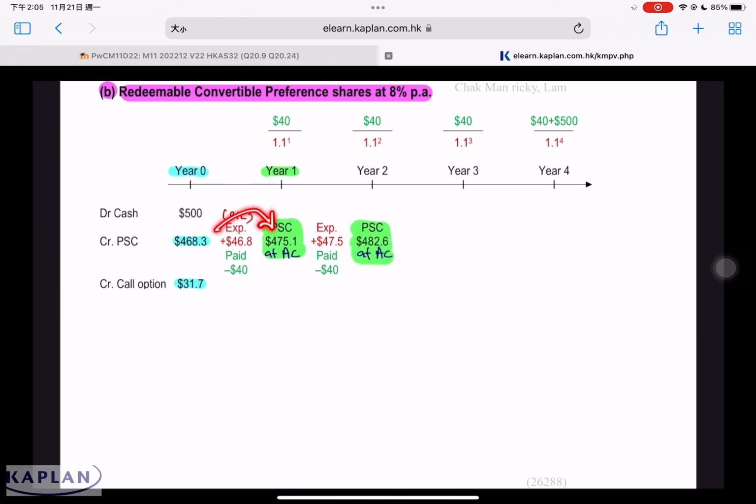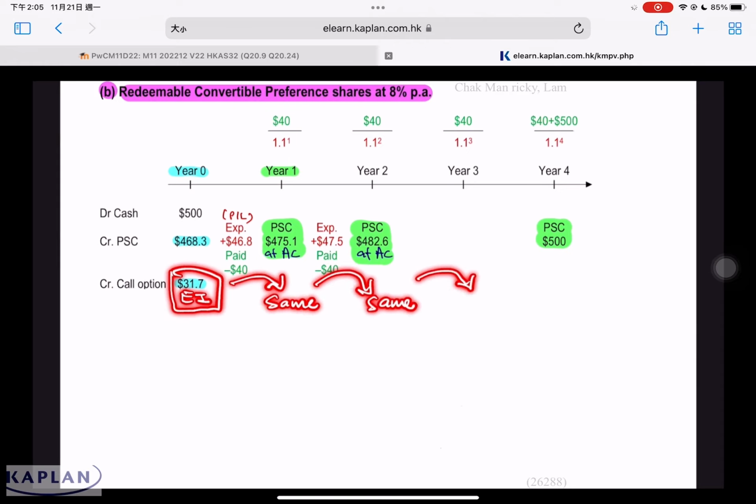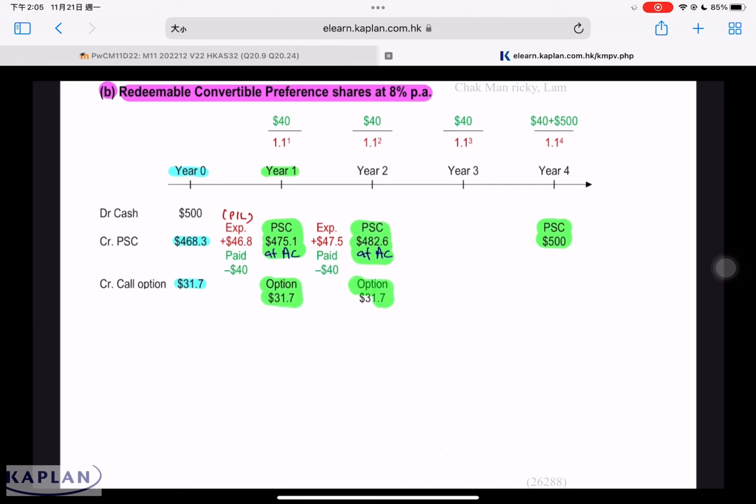Every year we must adjust to amortized cost. When we come to year 4, preference share capital, if it's not converted, will come back to 500 at the end of year 4. Call option is the equity. Equity every year will be the same. Do not adjust equity. Call options 31.7, call options 31.7. When we come to year 4, call options is 31.7.